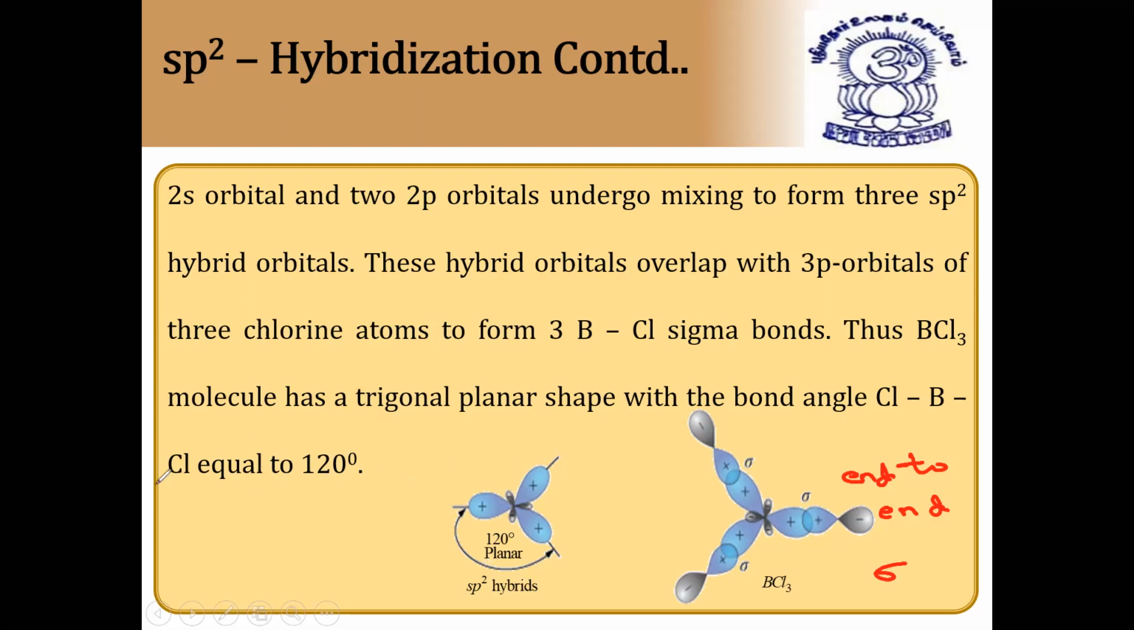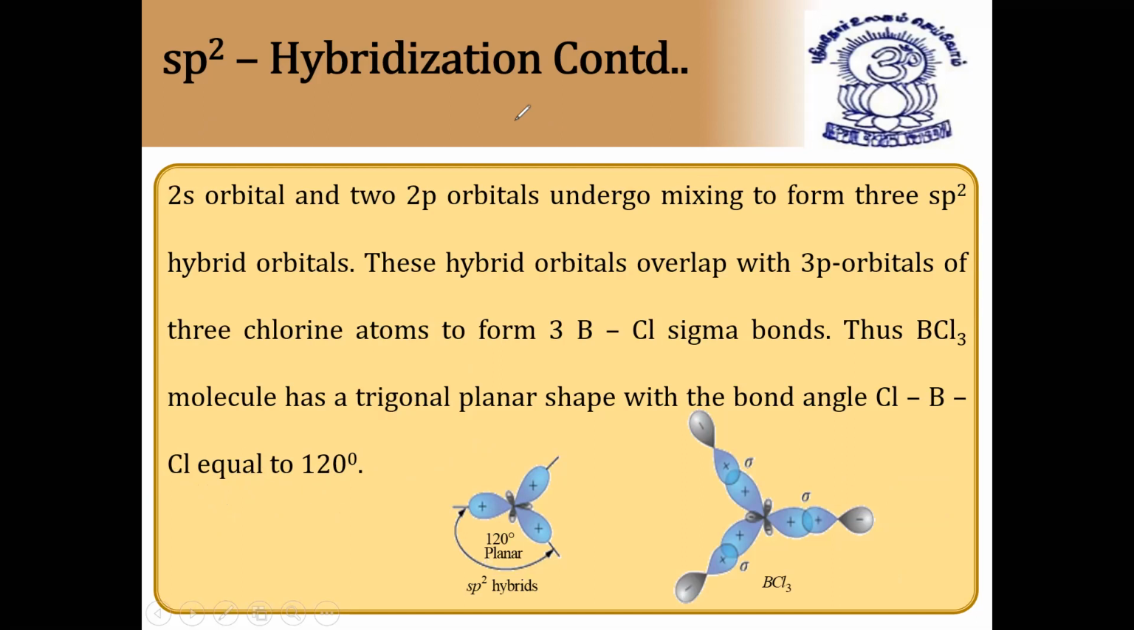And in sp2 hybridization, the s character is equal to one part s and two parts p. So it has 30% s character and 70% p character. I hope it is clear now.